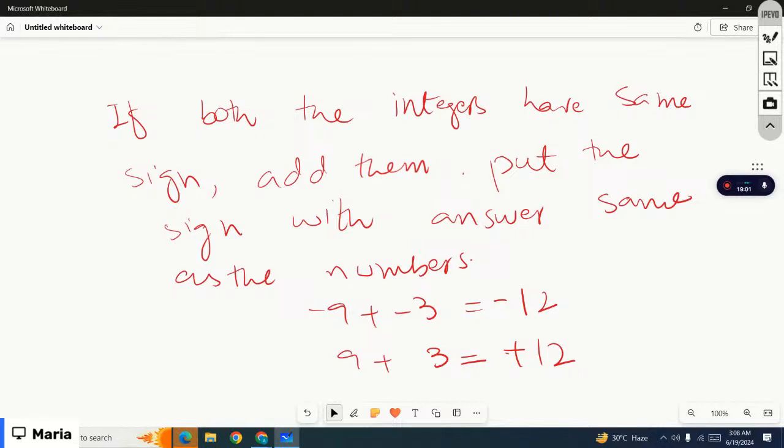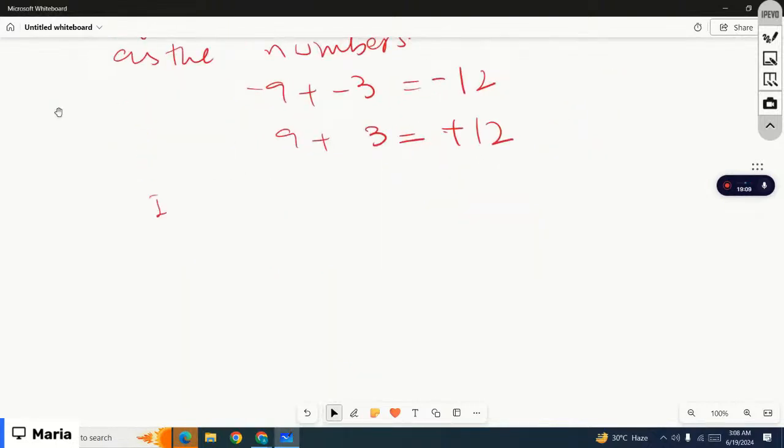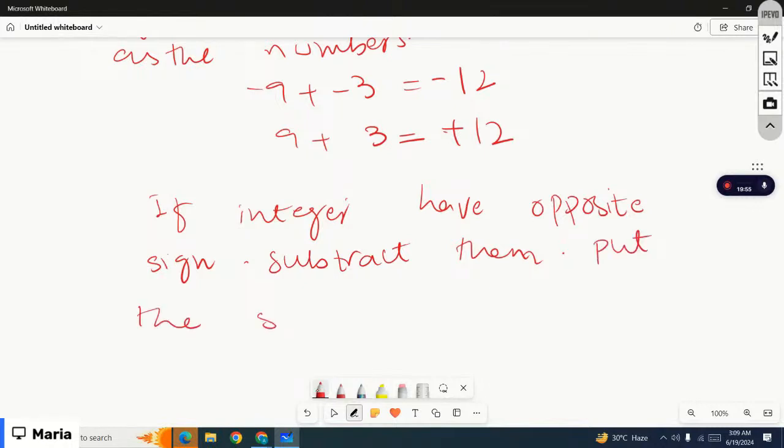Now, if the integers have opposite signs, you have to subtract them and put the sign of the number that has the greater magnitude with the answer.